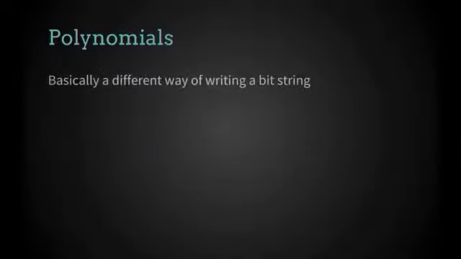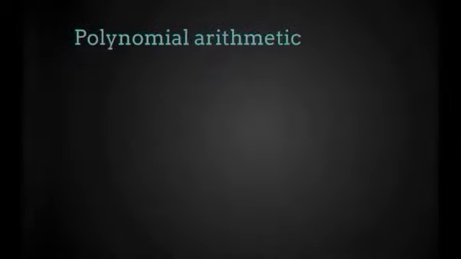Now, let's look at polynomials. The idea of polynomials might sound a bit intense just by the name, but it's not. It's really just a different way of writing a bit string. And what you do is basically consider each bit to be a coefficient of an x term of some degree, and that degree is the position of the bit in the bit string. So here's an example where you can see how that is converted.